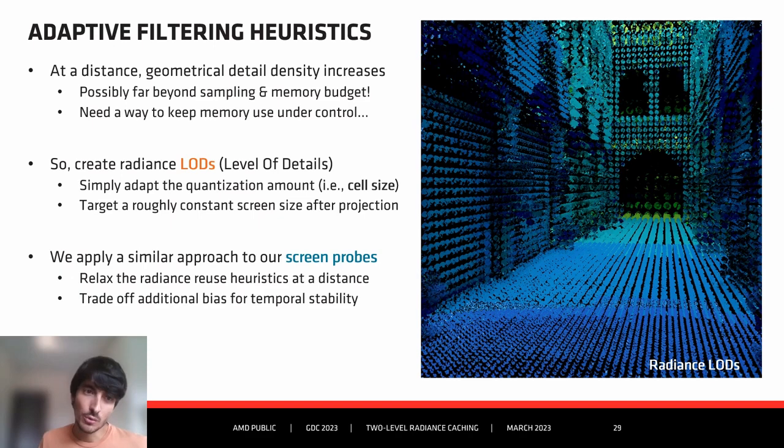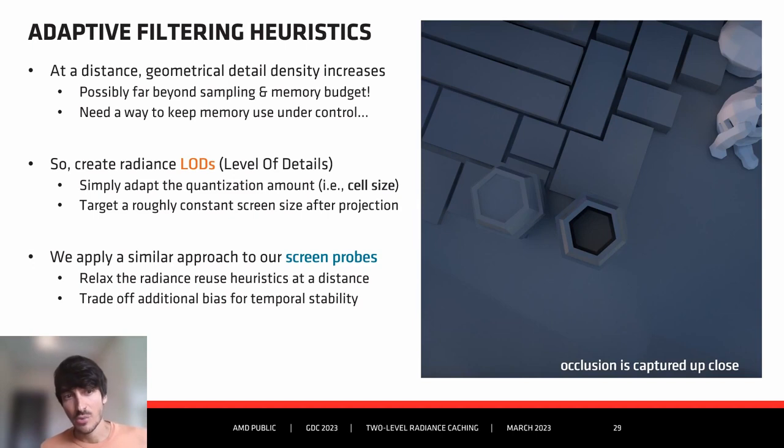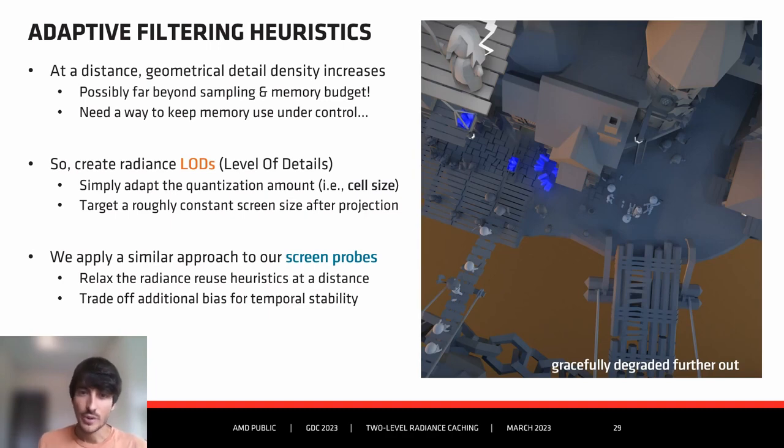I'll just jump back to the screen probes for one second, mentioning that we apply a very similar approach to our screen probes. That is, we relax the radiance reuse heuristics using a very similar formula at a distance. And this is to make sure we remain temporally stable as the amount of detail increases and the amount of samples reduces. So here you can see this little barrel, how we successfully capture the occlusion and kind of shadow in that little piece of geometry. And as we zoom out, we allow for a bit more blur, a bit more bias, but we can remain temporally stable.